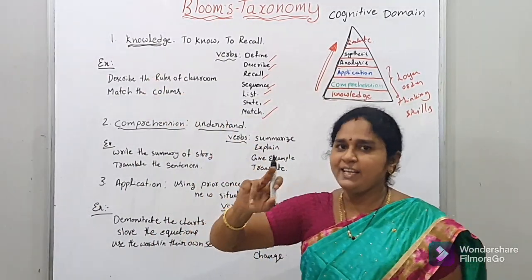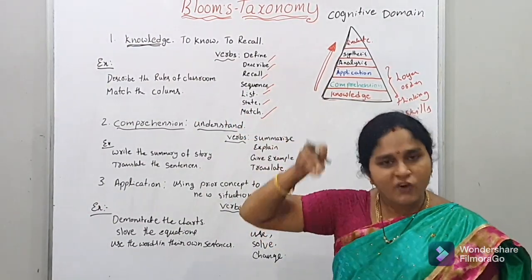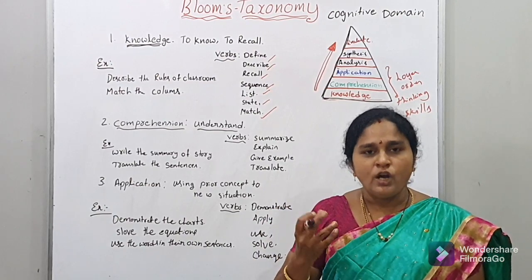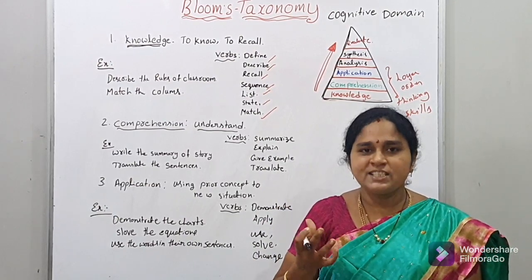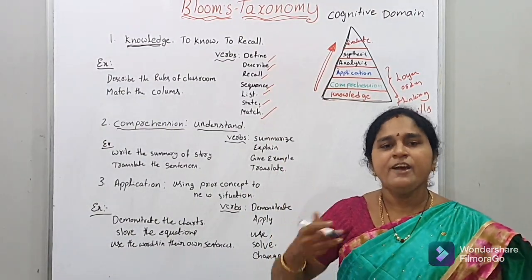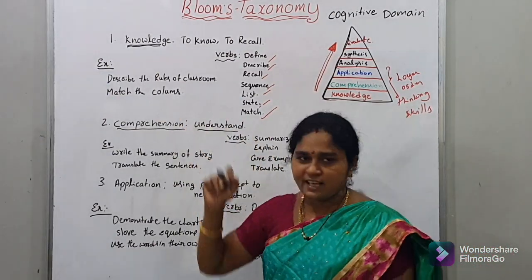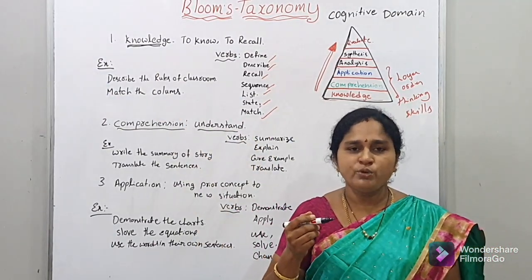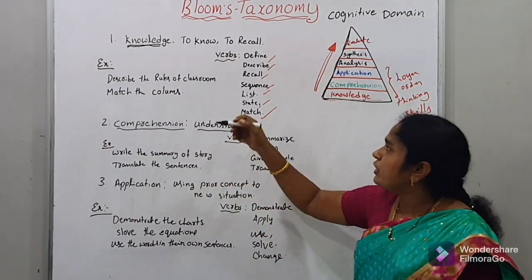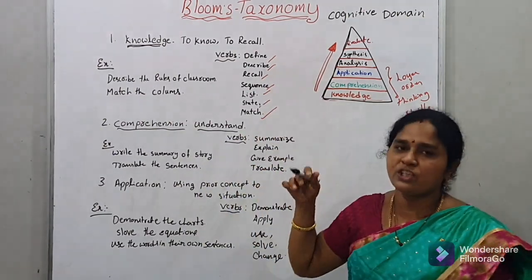The first level, knowledge, is to know, to recall. What verbs are we using? Define, describe, recall, sequence, list, statement, and match. These are the verbs we use in the knowledge level. Examples are: describe the rules of the classroom, match the columns, give a statement of your story. We have to ask questions like that.